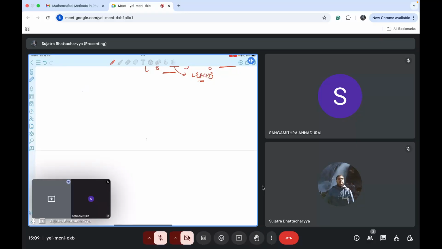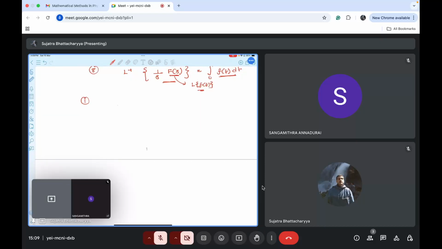So I will go to a few properties. Number one is, let's say it is saying that L inverse, that is the inverse Laplace transform of s times F(s), will be d/dt, the first order time derivative of the function f(t), plus f(0) into delta(t).